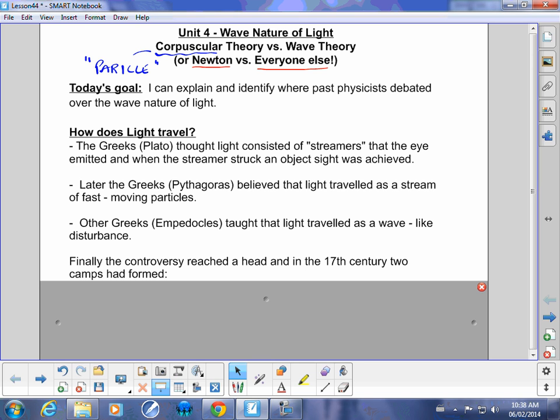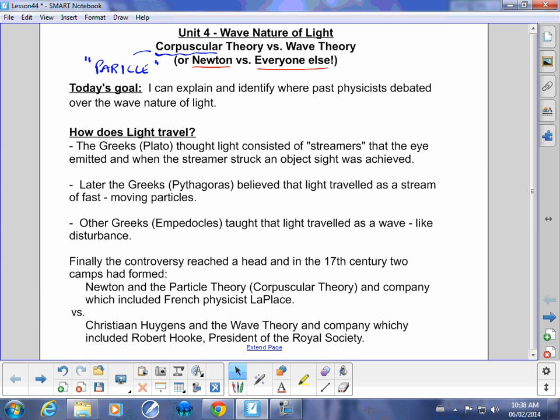So finally, the controversy really came to a head during the 17th century, and the two main people involved here were Newton and the particle theory, and his major supporter was a French physicist named Laplace. And on the other side of the table was Christian Huygens, who believed the wave theory, and supporters of him were Robert Hooke, we talked about in an earlier unit, and he was our president of the Royal Society, so he was kind of the head honcho that dictated which science theories were correct and which weren't, or which were acceptable and which weren't.